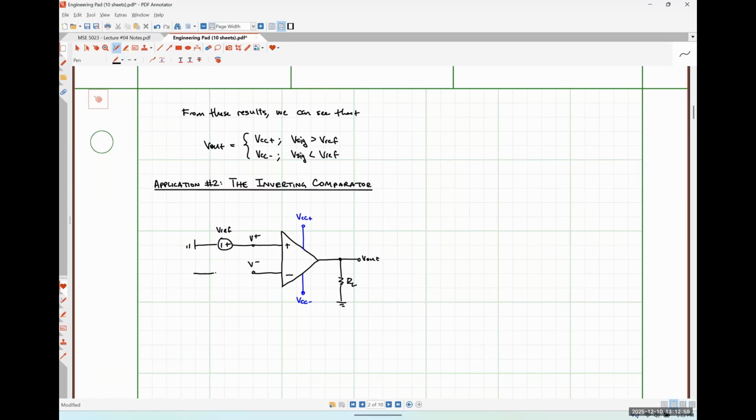And then I'm going to put my signal generator on the V minus pin. So here's R sig in series with some voltage, V sig. And let's say that all parameters are the same as the previous example.